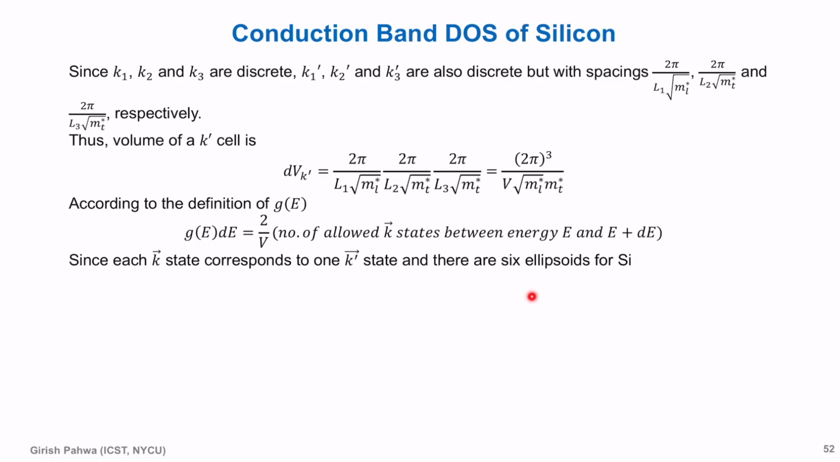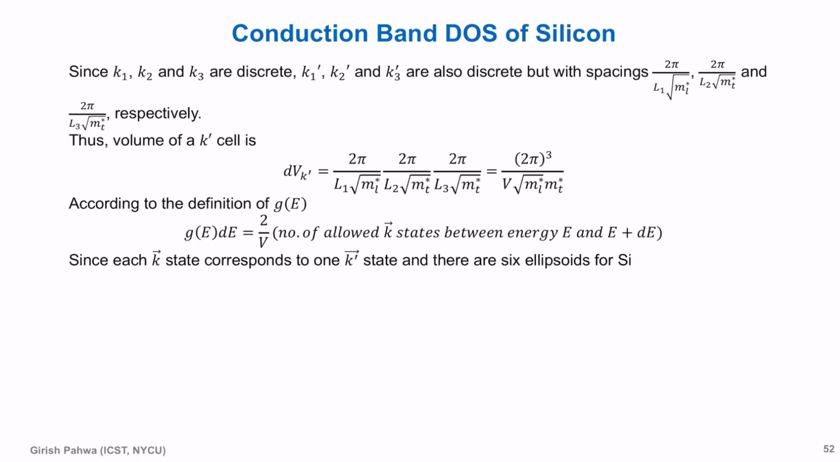And one more thing, for silicon, you don't have one ellipsoid, you have 6 of them. So if you want to count the total number of k states, there will be a multiplication of 6. Yes, because there are 6 such ellipsoids. So those shells that you are having, it is not one shell, you have 6 such shells, and you will have to count the number of states in each such shell, and all of them will give an equal number of states. So you can simply multiply by 6. Yeah, because all the ellipsoids are identical.